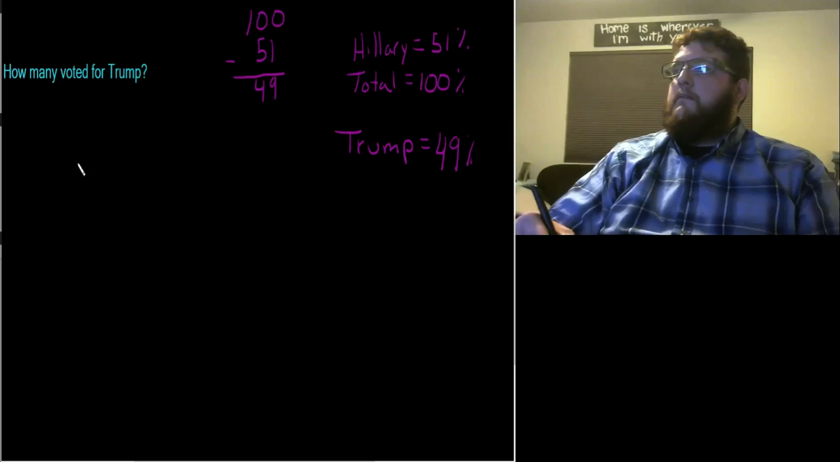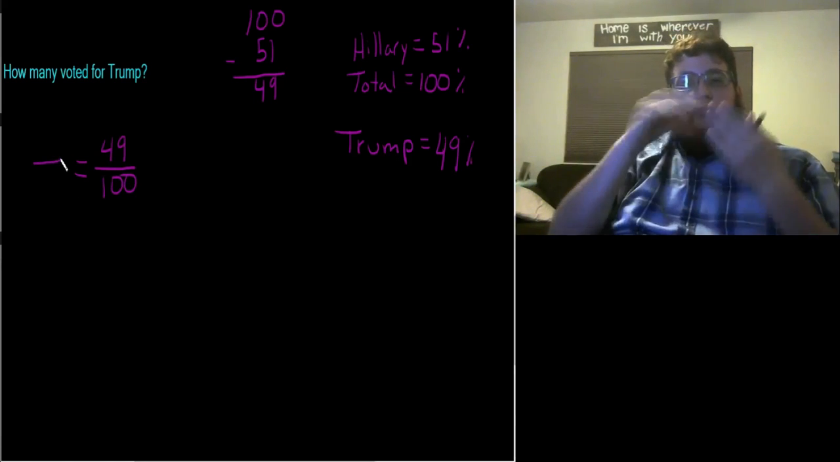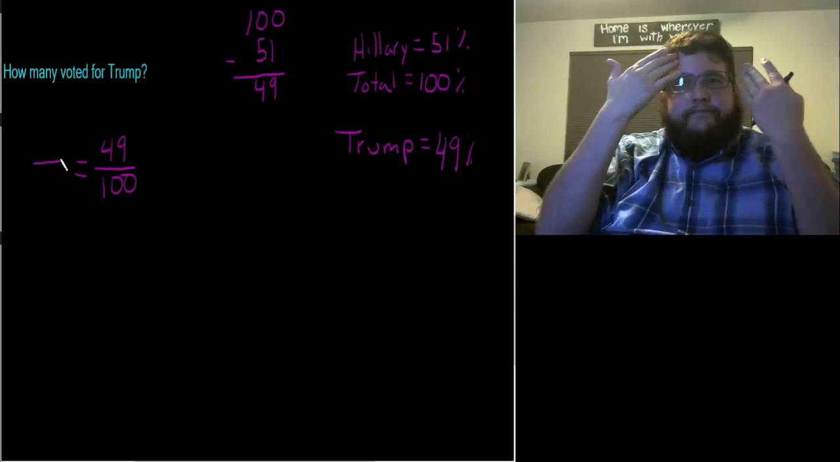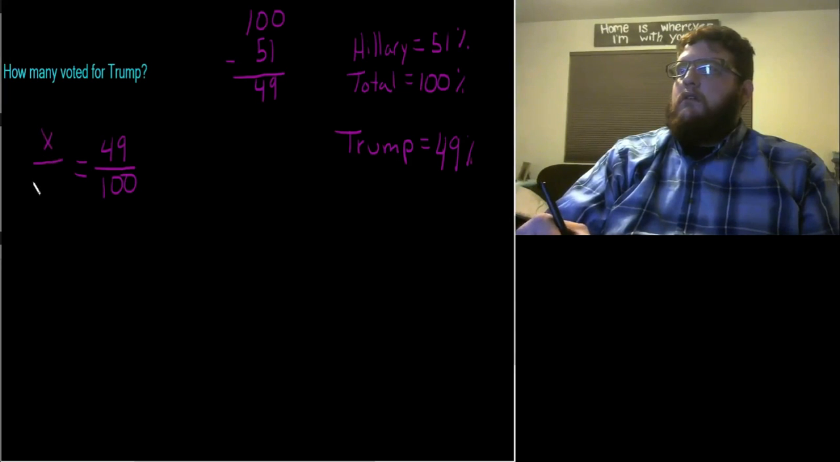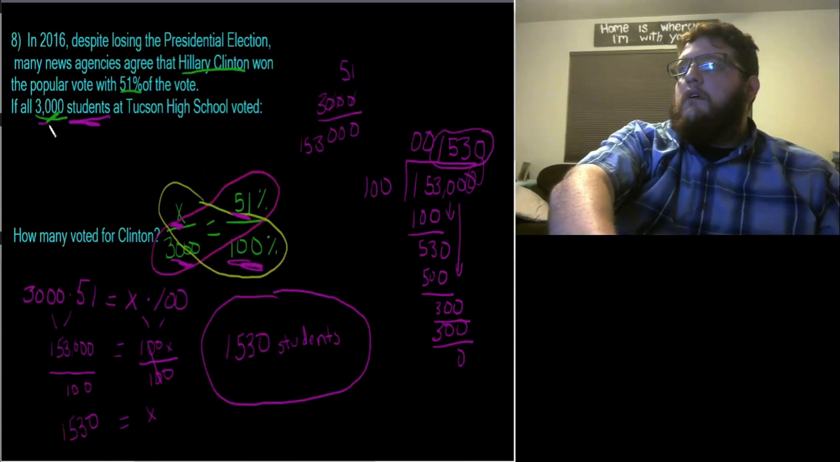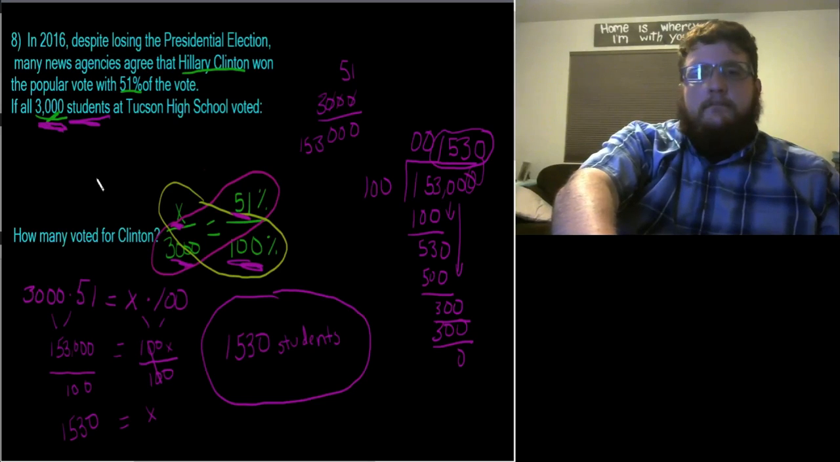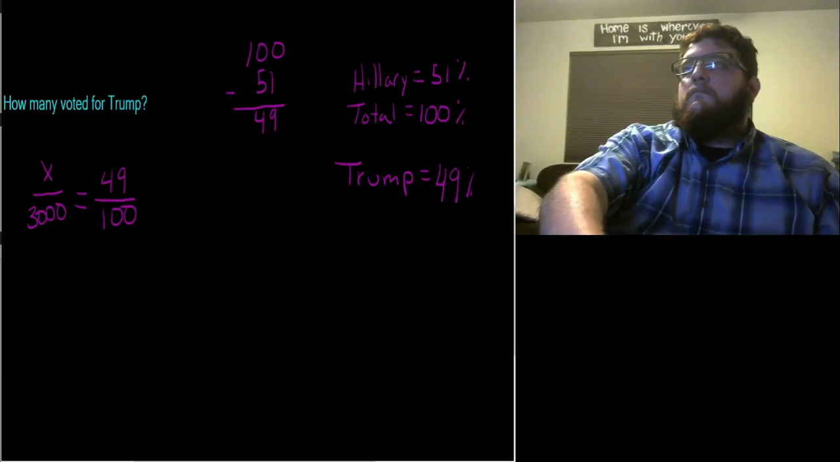Now that we have this piece of information, we can set up proportions much like we did in the last one, but use Donald Trump's percentage instead of Hillary Clinton's. We know that the partial percentage is 49, and we know that it's out of 100%. We don't know how many people that equates to, but we do know that we're out of 3,000 people at Tucson High. Remember, it said that right there. And just like before, we'll use the butterfly method to solve this.